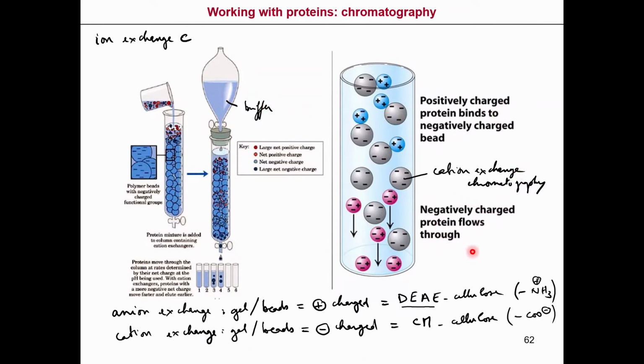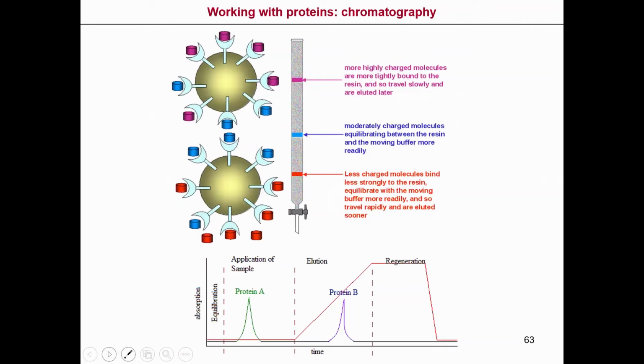The negatively charged proteins will be eluted first. Okay, so this is the same. More highly charged protein molecules are more tightly bound to the resin, to the gel, and so they travel slowly and are eluted later. And if you have less charged molecules, or with the same charge as the beads, they're less strongly bound to the resin and they will be eluted first.